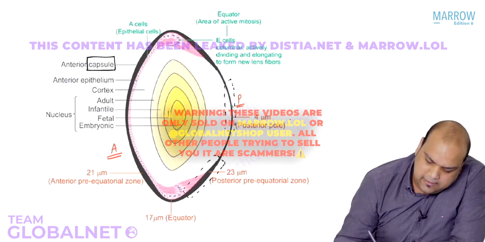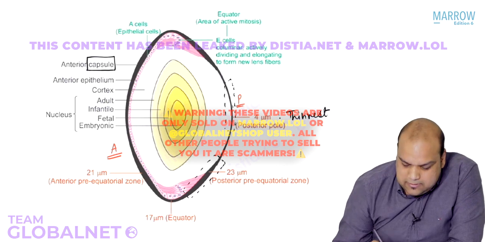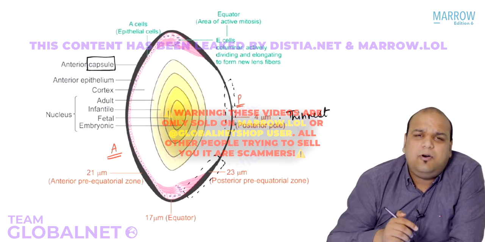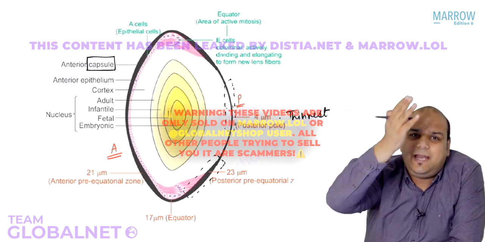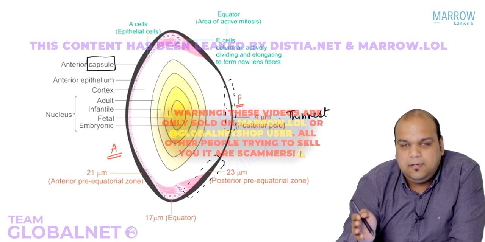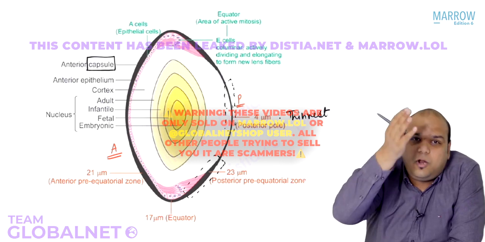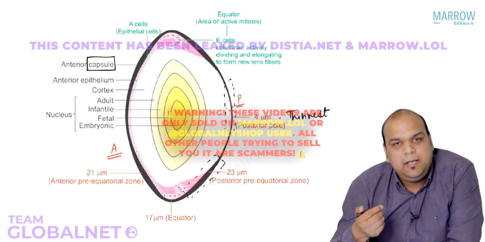As can be clearly seen, in this area the capsule is thinnest, and this area is known as the posterior pole, the center of the posterior surface. If you consider your lens to be Earth, just like Earth has two poles, North Pole and South Pole, similarly we can say that the lens has two poles, anterior pole and posterior pole.